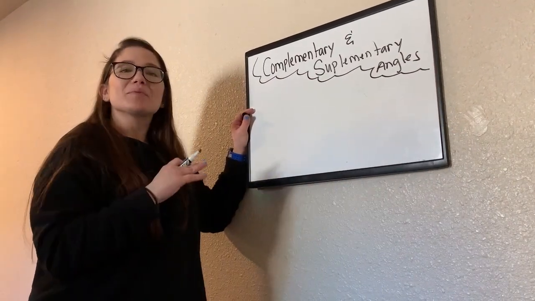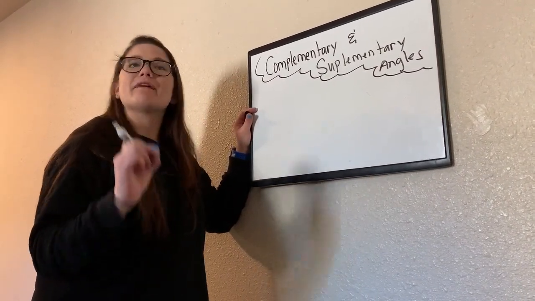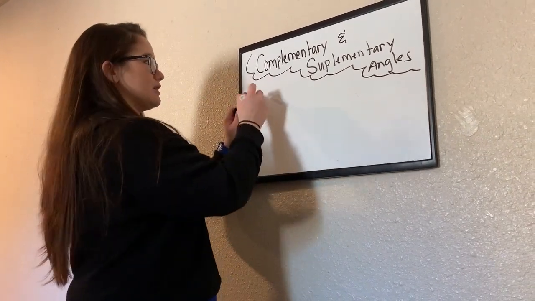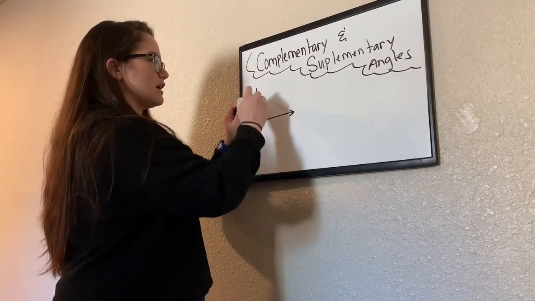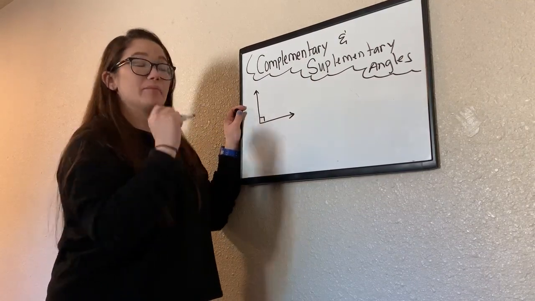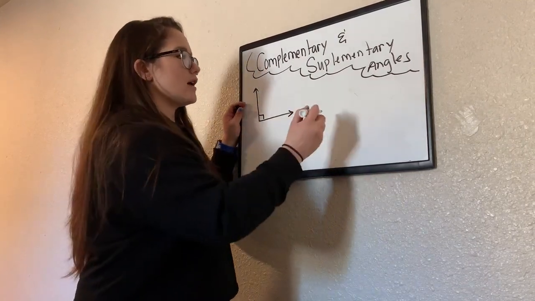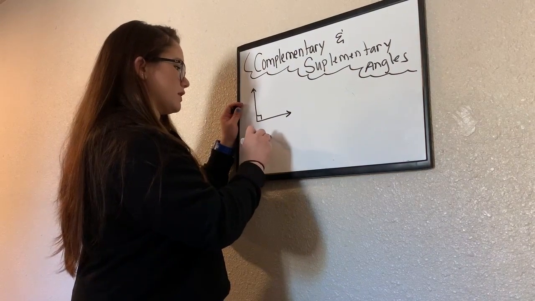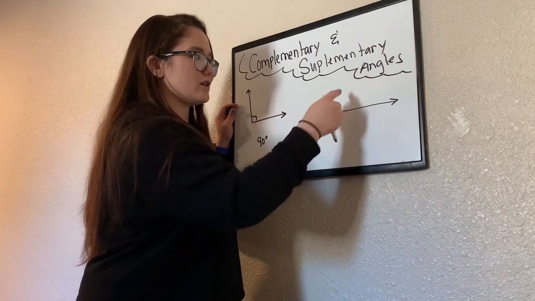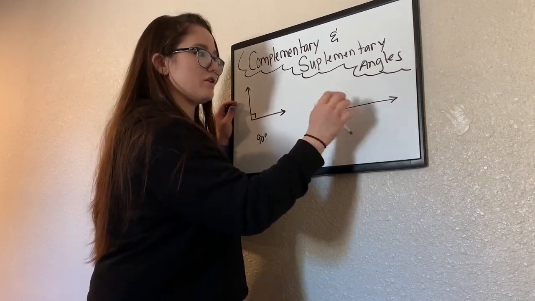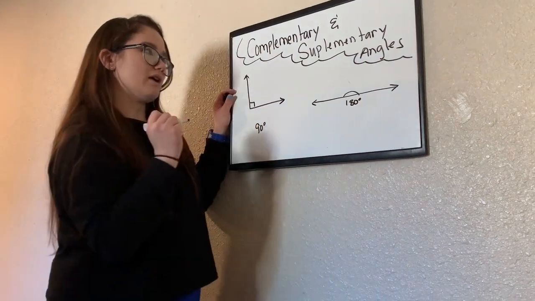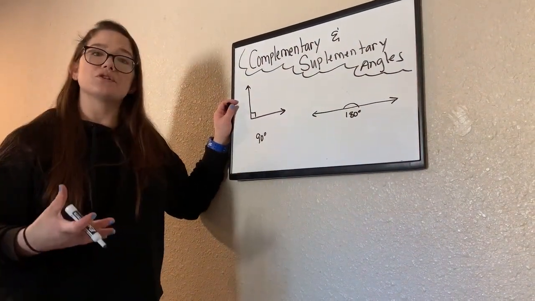All right, so complementary and supplementary angles are probably one of my favorite things in geometry. Remember, we talked about a 90 degree angle being straight up and straight to the right or the left. It's 90 degrees, shown by this box. And a 180 degree angle is just two 90 degrees put together. So if I had a 90 degree here and a 90 degree here, that would be 180 degrees.